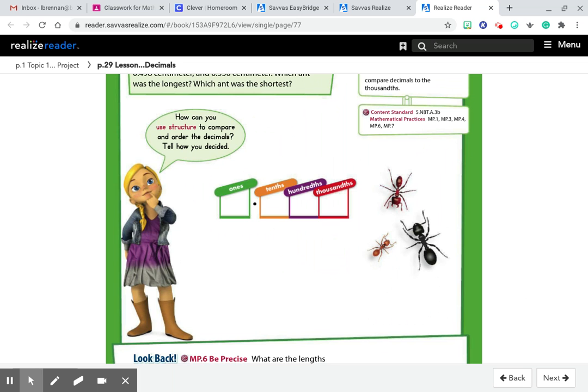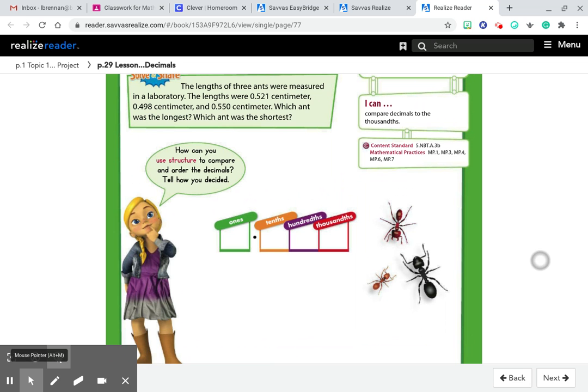So right here we have a place value chart for you to take a look at. What I would do is underneath the chart, I would list the ants in order. So let me scoot down a little bit. Or I would just list the ants and then we can put them in order. So let's place them in the place value chart.